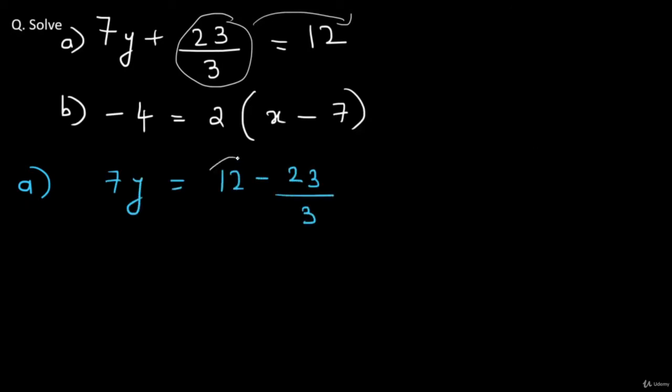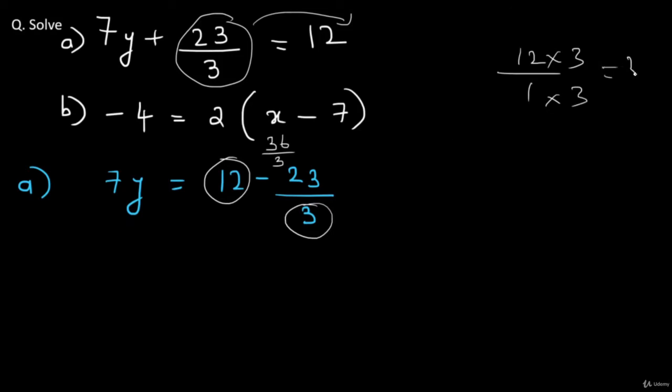Alright, now 12 can be written as 36/3, right? How do you do that? 12 is nothing but 12/1. Now I need the denominator to be 3, so I multiply numerator and denominator by 3. So this is equal to 36/3. So this part becomes (36 − 23)/3, which is equal to 13/3.